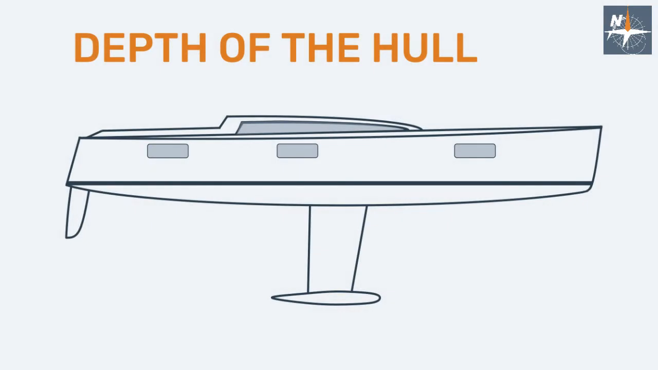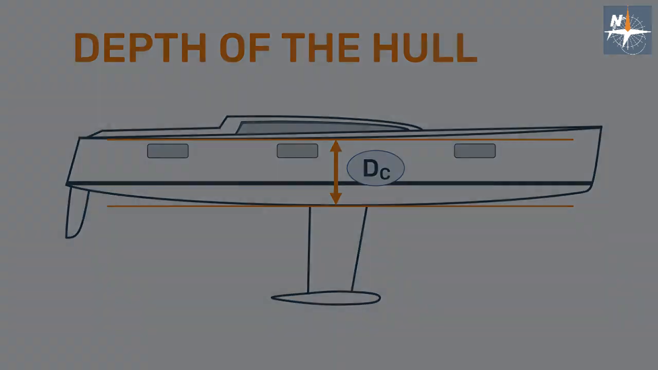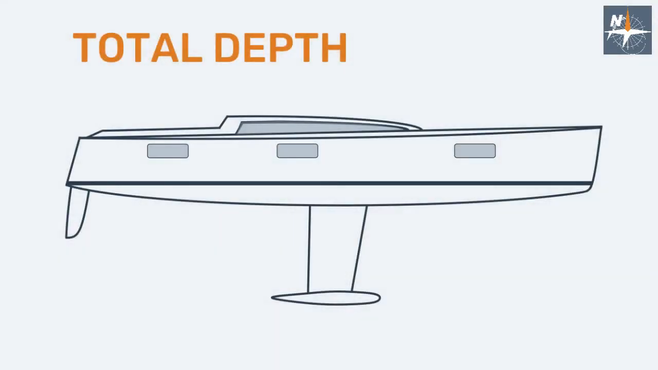The depth of the hull is the vertical distance from the lowest point of the shear line to the deepest point of the hull. On the other hand, the total depth is the vertical distance from the lowest point of the shear line to the deepest point of the keel.